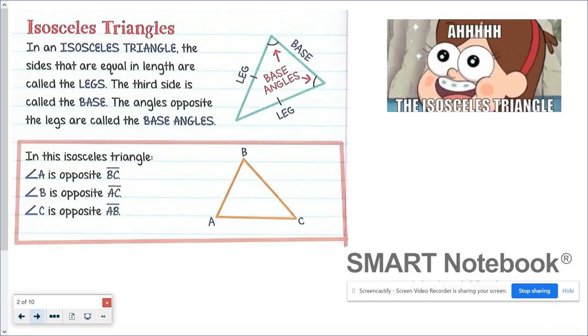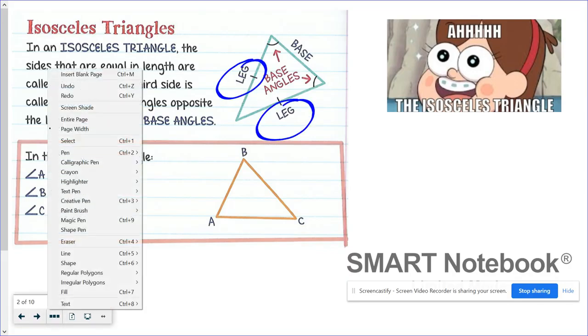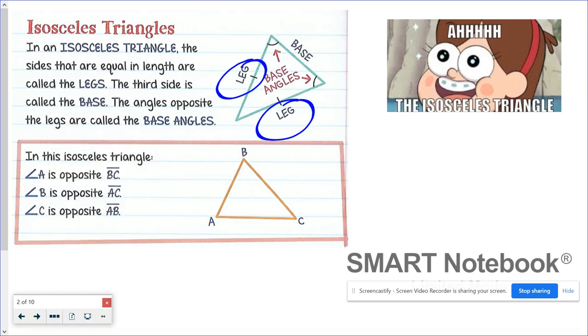So, an isosceles triangle is a triangle in which at least two sides are congruent. We call the congruent sides legs. The base angles are opposite these legs. So if I were to start here at this leg and draw an arrow, it's pointing to one of my base angles. Do the same thing with this leg, go directly opposite it. There's my other base angle.